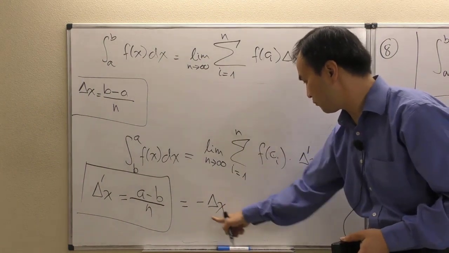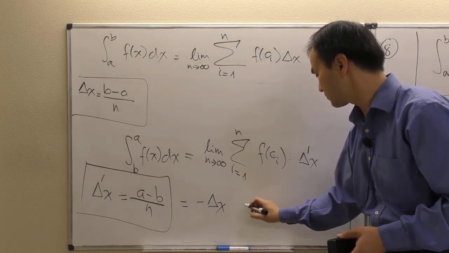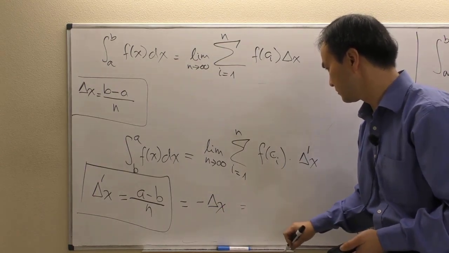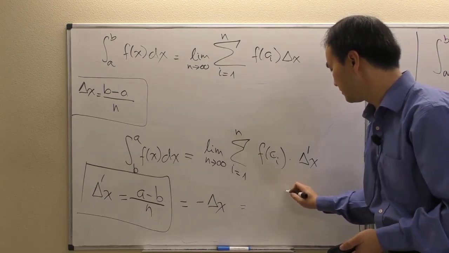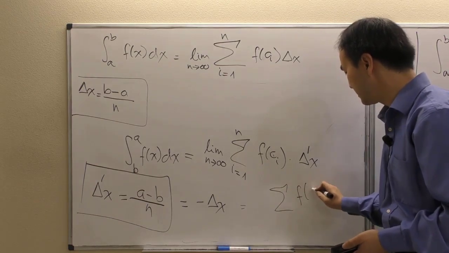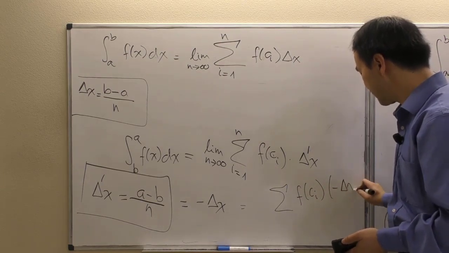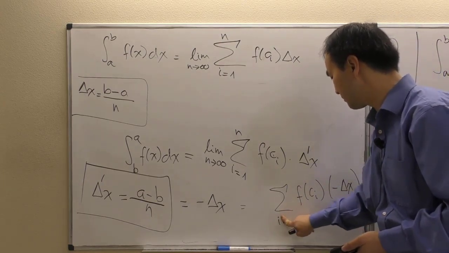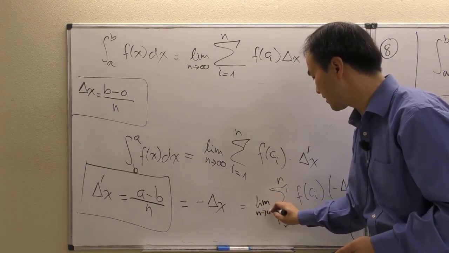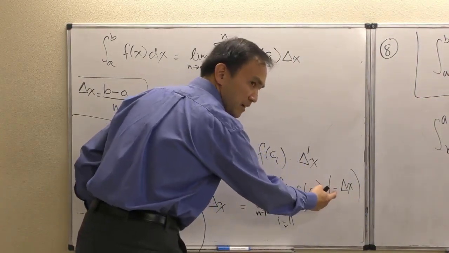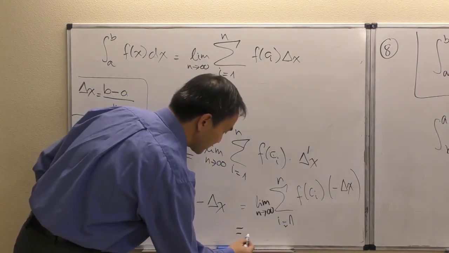In that case, when we put that into our formulas, this is going to be the summation of f of c sub i times the negative delta x, summing from 1 to n with the limit as n goes to infinity. But notice there's that minus sign, so negative 1 times delta x comes in front, making it a negative.